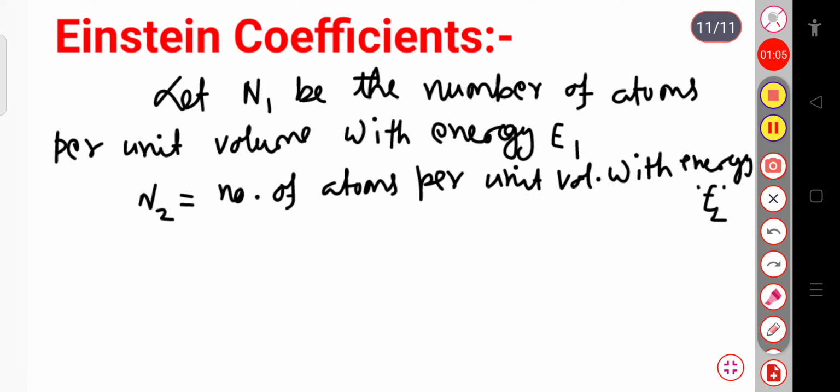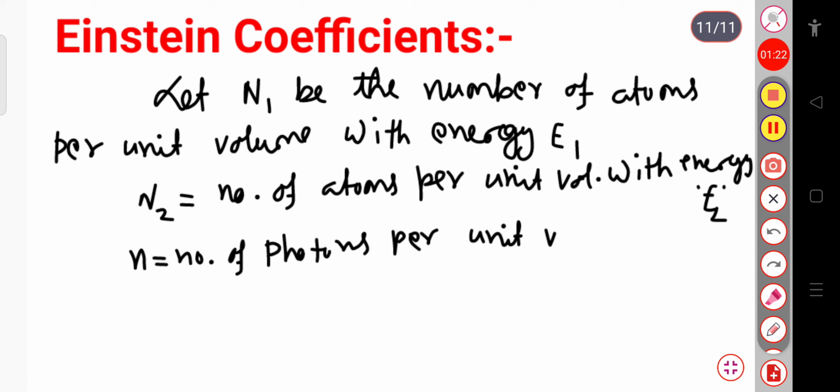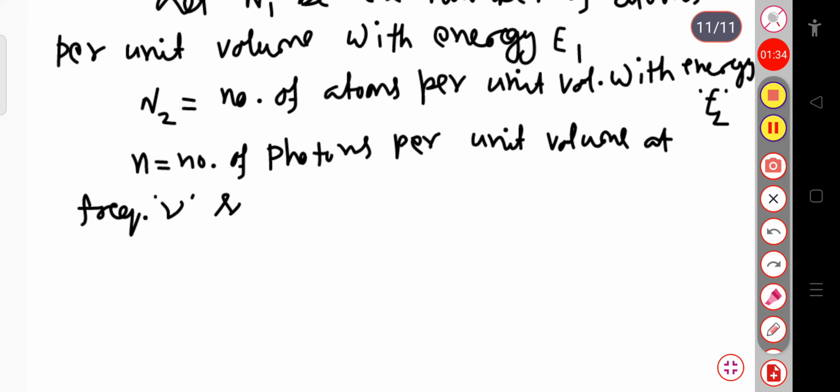And let us consider the small n. This small n represents the number of photons per unit volume at frequency nu such that the energy difference between the two energy levels, E2 minus E1, is equal to h nu.